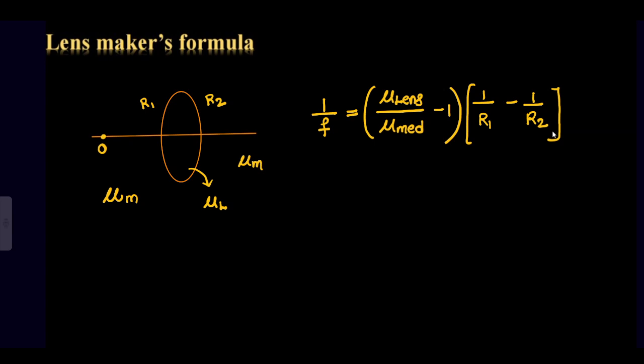Here R1 and R2 we need to substitute along with the sign. We need to follow the sign convention, which we know now. So we should take one light ray from the object to fall on the lens. From that we can identify whether R1 and R2 are positive or negative. Right.